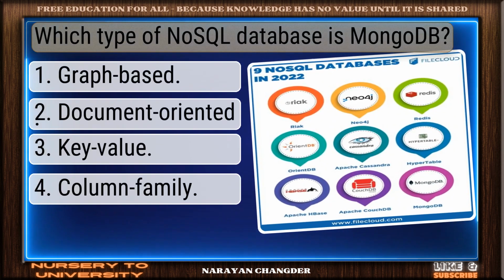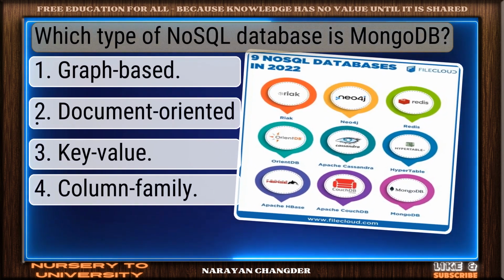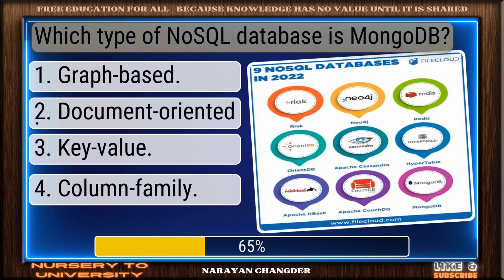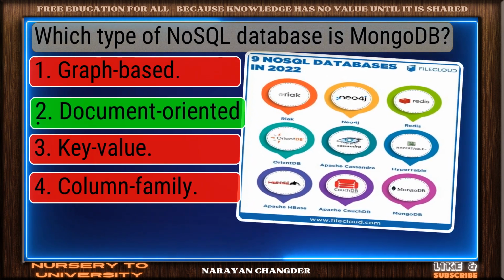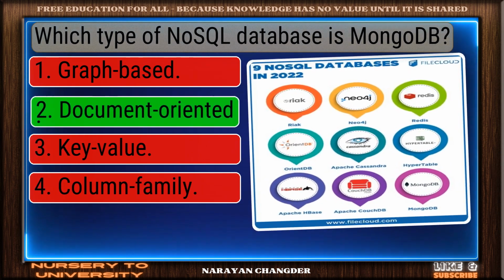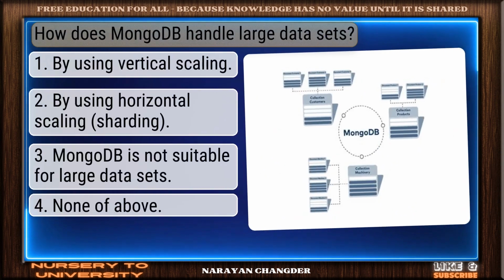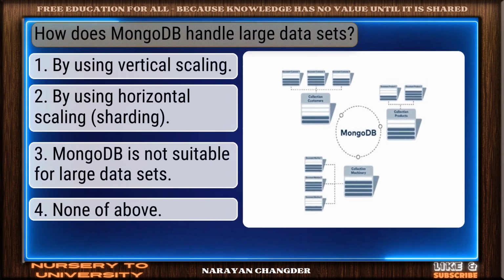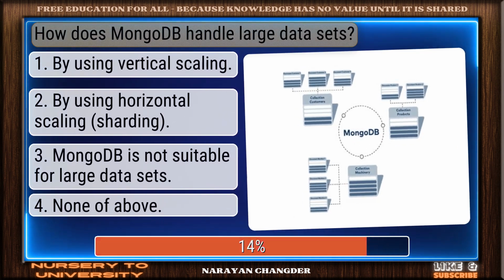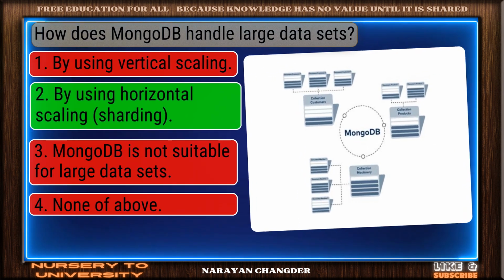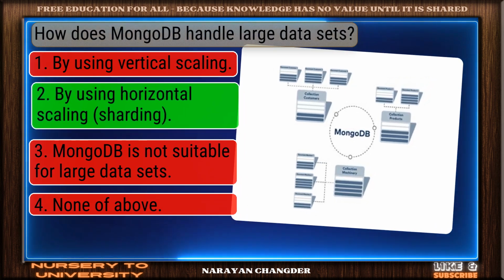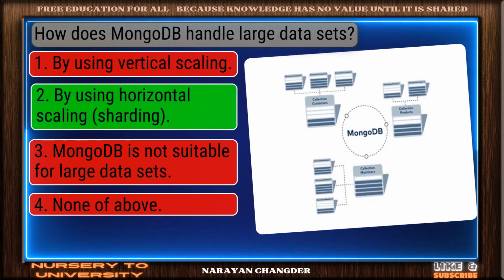Question number 33. Which type of NoSQL database is MongoDB? Nice selection. Document-oriented is the correct and valid answer. Question number 34. How does MongoDB handle large data sets? Correct response. By using horizontal scaling is the most accurate answer.